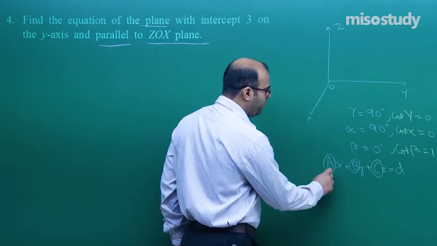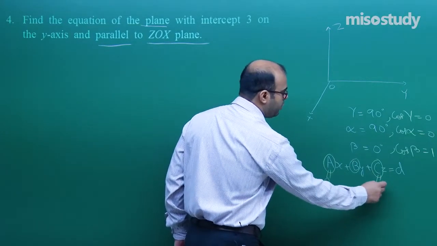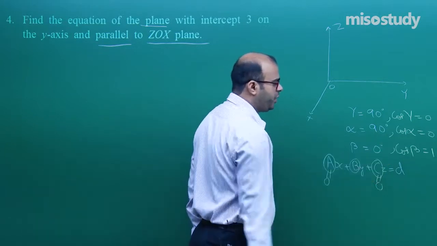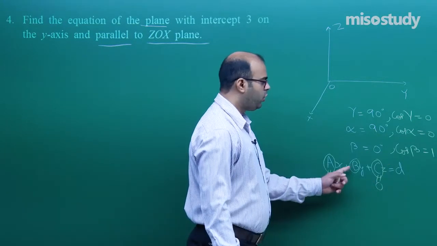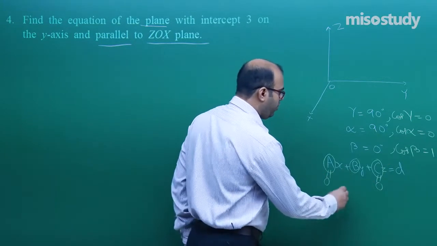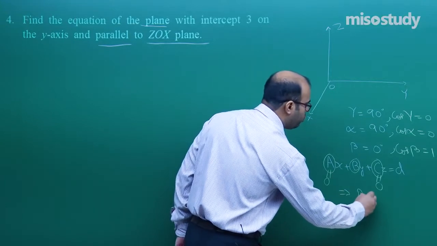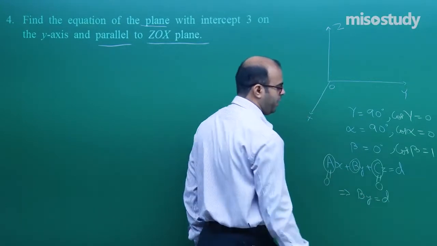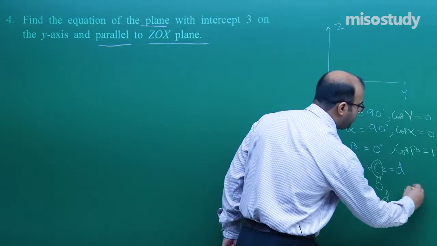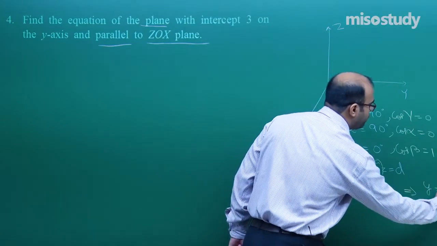So, this A will be 0 and this C will be 0, and since cos beta equal to 1, the coefficient of y will be present. So, we will say that By is equal to D should be the form of the plane, which can be written as y is equal to D by B.